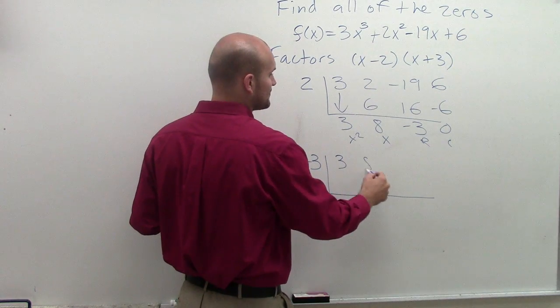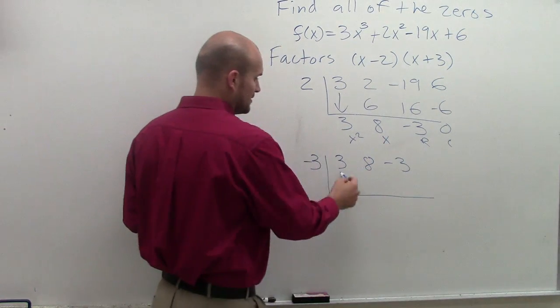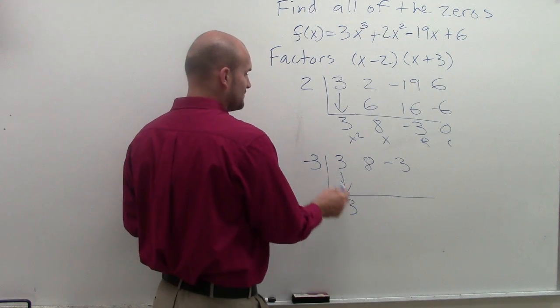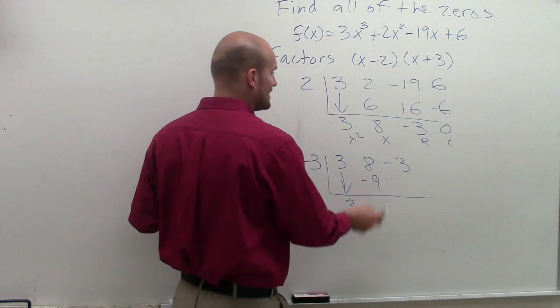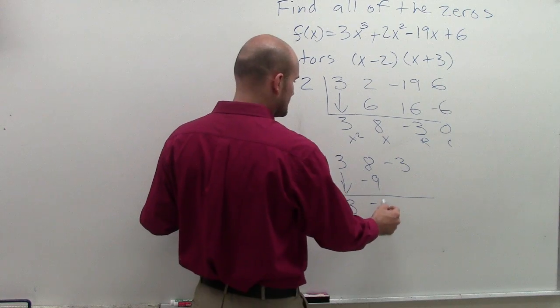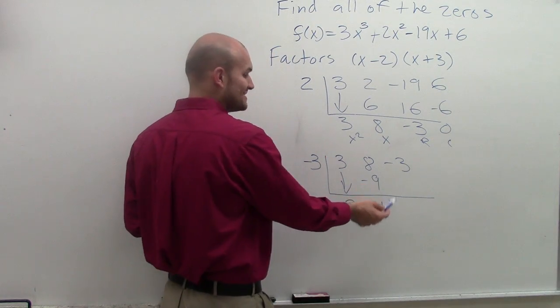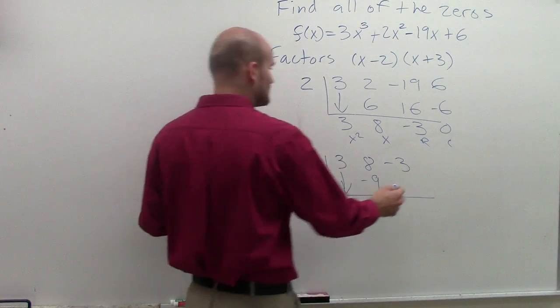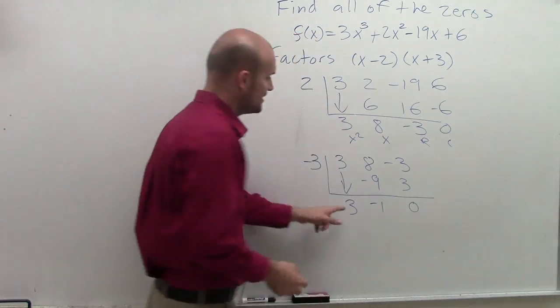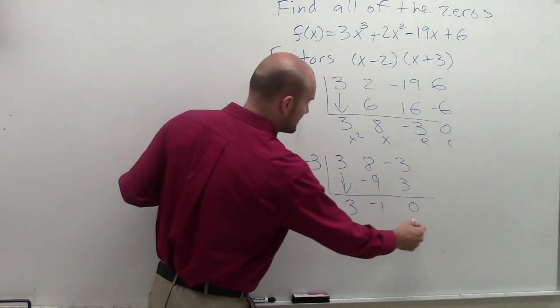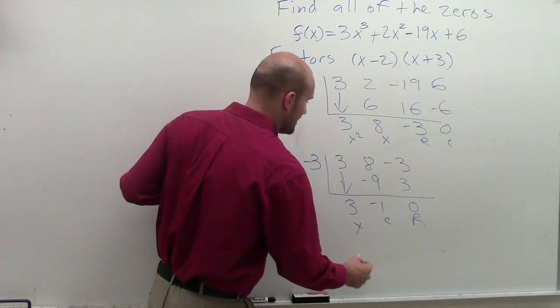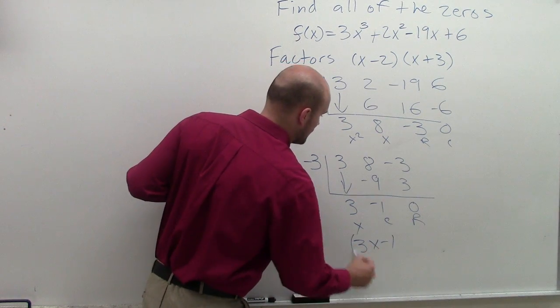So I'm going to have 3, 8, negative 3. I bring down the first one, 3. Negative 3 times 3 is negative 9. 8 plus negative 9 is negative 1. Negative 1 times negative 3 is a positive 3, and negative 3 plus 3 equals 0. Now you can see the factor, if that's my remainder, constant, linear: I have 3x minus 1.